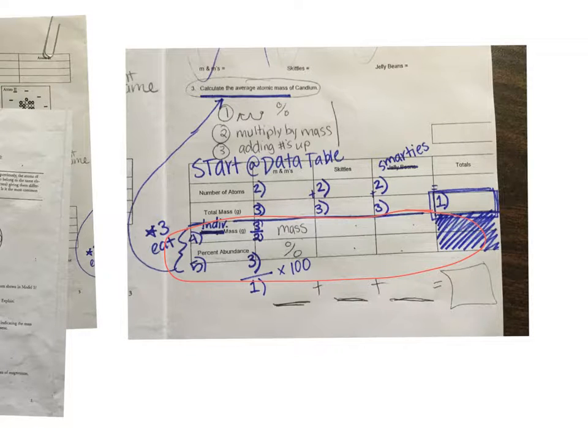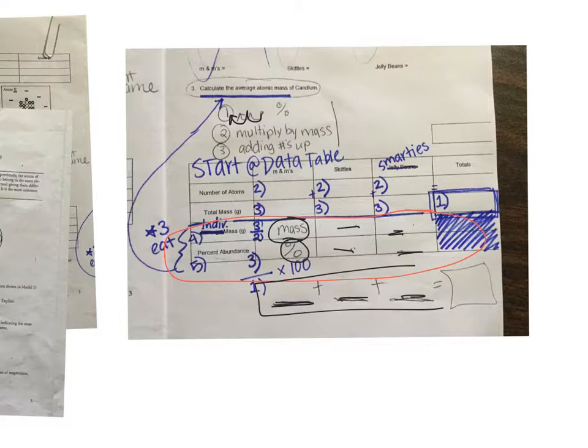A reminder of your steps when you're doing that. You're going to take this percent and bump the decimal to the left. Then you're going to multiply by the mass. That number you're going to put down here, and you're going to do that for the other two. So bump, multiply by the mass, put the number down here. Bump, multiply mass, down here. And then these numbers are the ones that you are going to add up in order to get your average atomic mass. How many of us have already done that?